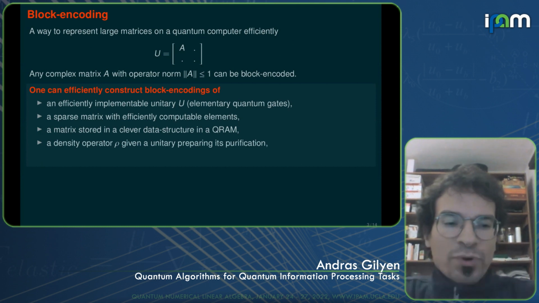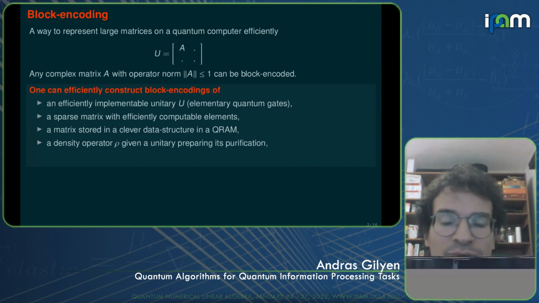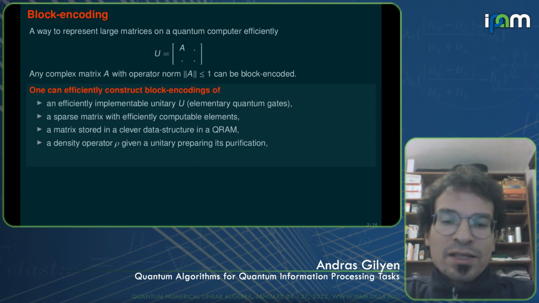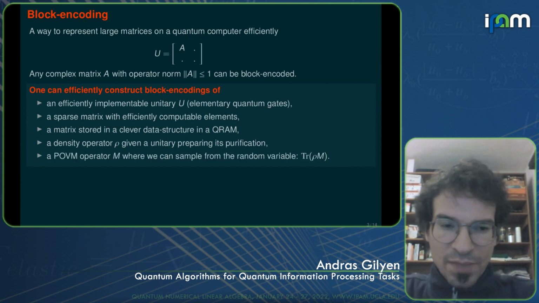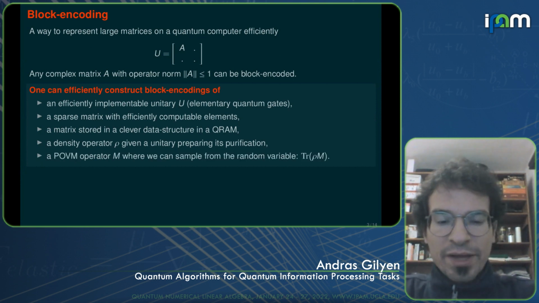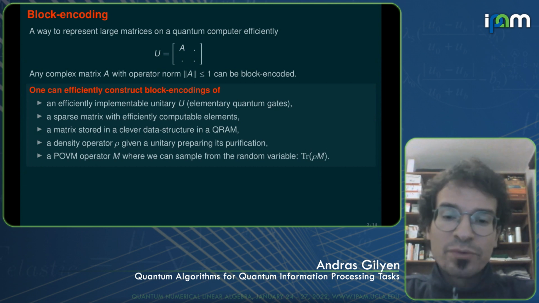And now there are more physics-motivated examples where you can have nice block encodings. And this is what we will use mostly in this talk: if you have a density operator rho and you are given a unitary that prepares its purification, then you can get a block encoding of rho itself quite easily. And more generally, if you have a POVM operator M, where we can sample from the random variable trace of rho M, implementing this measurement, then we can turn this measurement implementation into a block encoding of this POVM operator M itself.